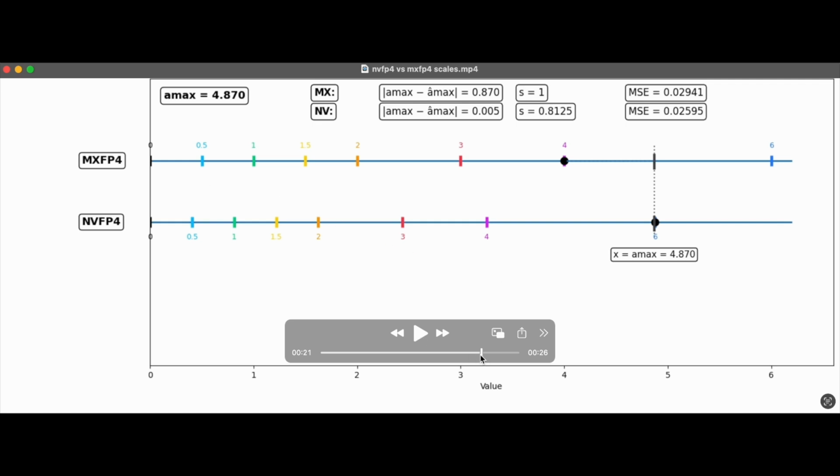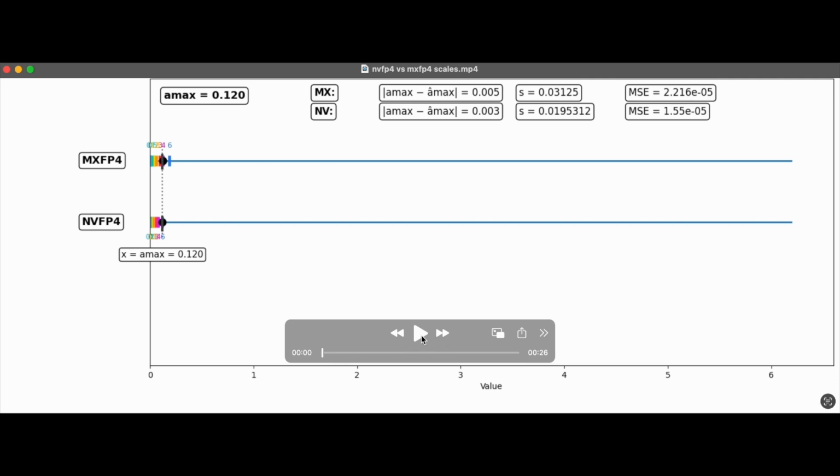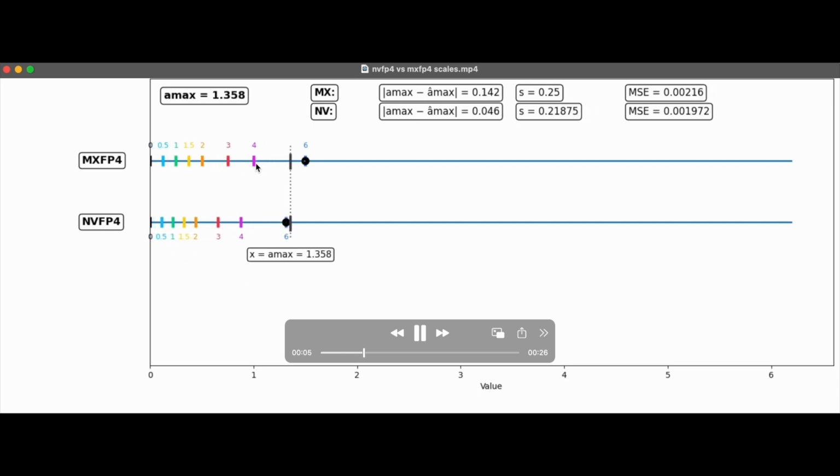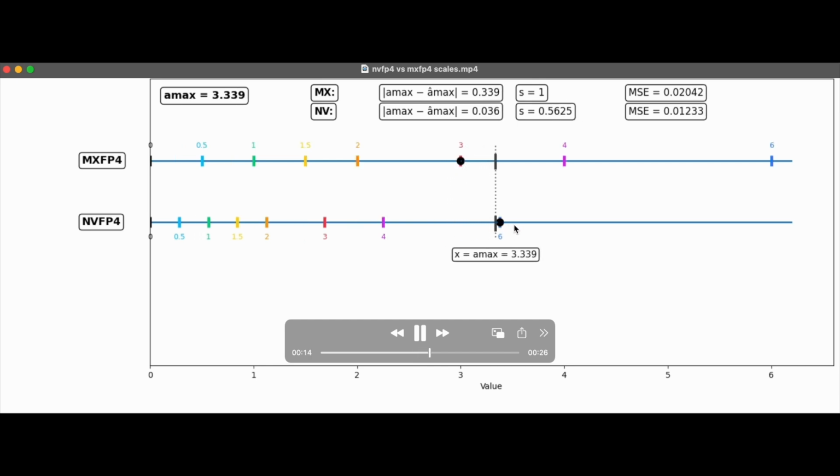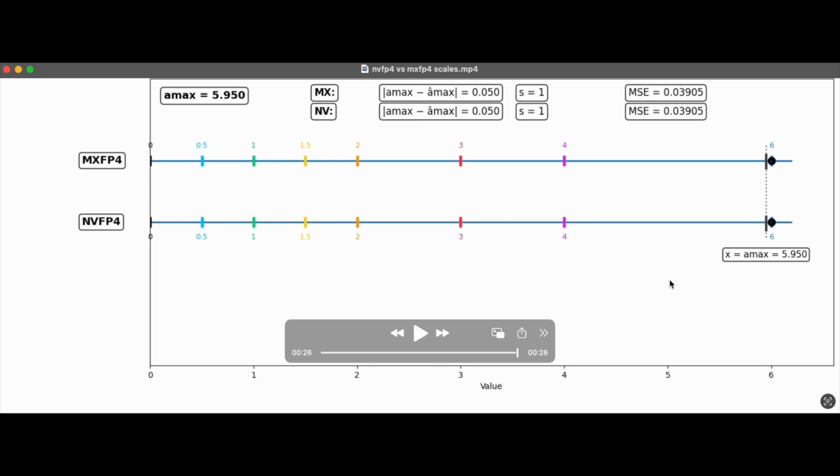For one final time, let's watch the full sweep again to see how the scale factor changes and how the maximum value is mapped. As the maximum value increases, you can see the black dots moving smoothly for NV, while the MX scale factor stays fixed for a while before suddenly jumping to the next power of 2. So depending on the input distribution that you're trying to represent with MX or NV, you can end up with very different behavior. That's one of the key differences between the two formats. The choice of scale factor matters a great deal. The block size also plays an important role, but that's a separate effect that I covered in another video.